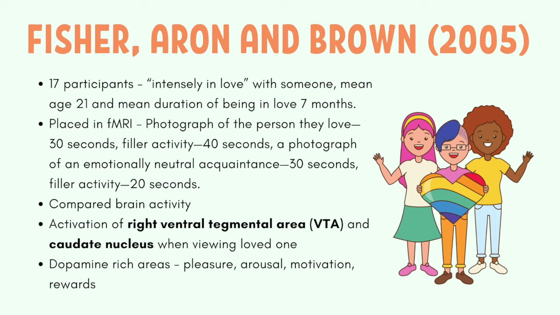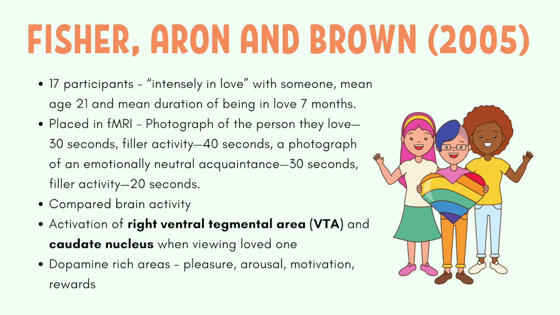It was found that when the participants were exposed to the image of their loved ones, the right ventral tegmental area, the VTA, and caudate nucleus were activated. Okay, and this was in comparison to when they saw the image of the neutral acquaintance. And the neutral acquaintance image kind of serves as a baseline.